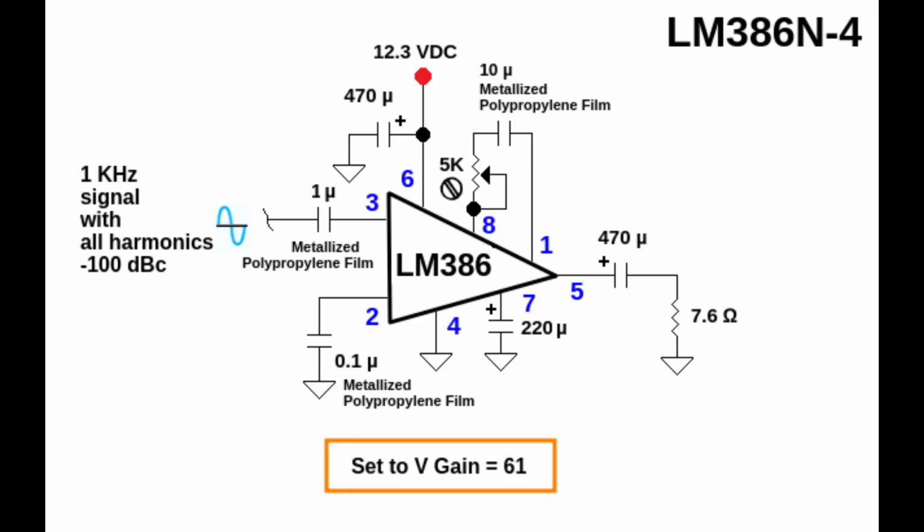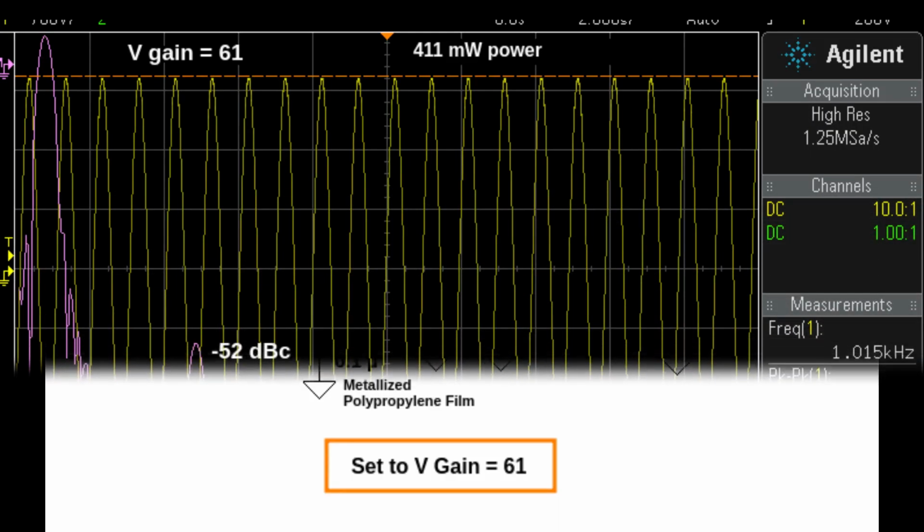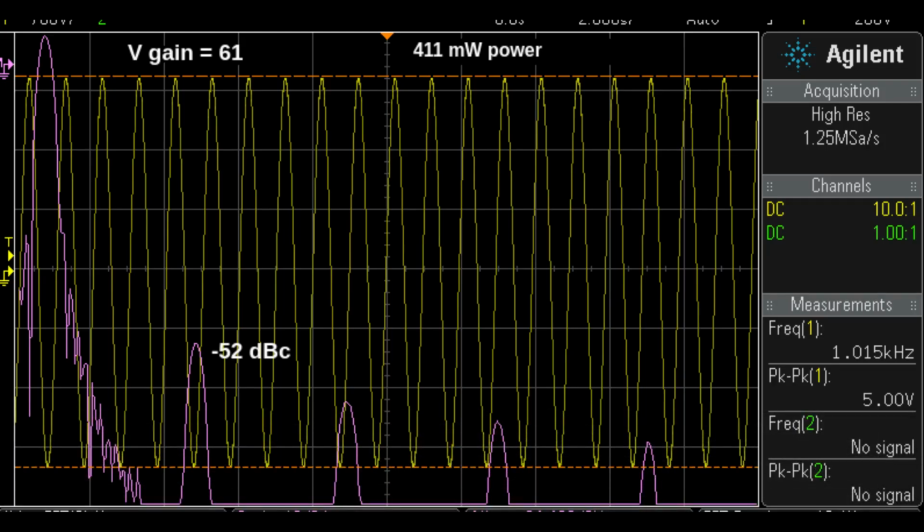According to the figure shown, I AC coupled the input signal. Pin 2 is AC coupled to ground. My signal capacitors were metal film type since electrolytic caps may add distortion. I adjusted a 5K trim pot until I measured a voltage gain of 61. I'll show some FFT slides of the LM386N-4 driven to 5 and then 7 volts peak to peak, and then compare the results to FFTs of my home-built 386 clone.